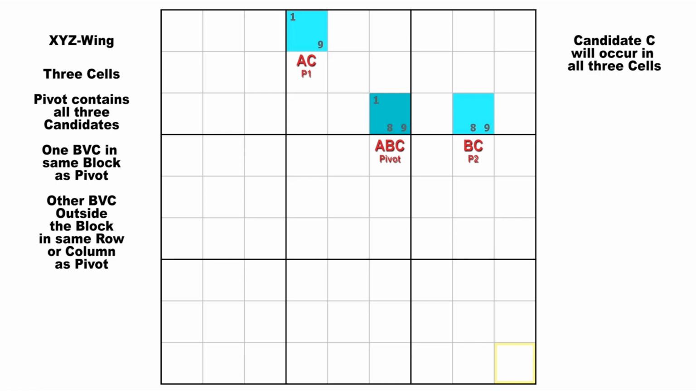Remember that candidate C will be the one that occurs in all 3 cells. And as I will prove in just a minute, because of this configuration, at least one of the 3 candidate C's must be true. Therefore, we can be sure that any other same-digit candidate that can see all 3 instances of candidate C, i.e. that can see all 3 cells of the XYZ wing, can be eliminated as false. And there are only 2 places this can happen: here and here.